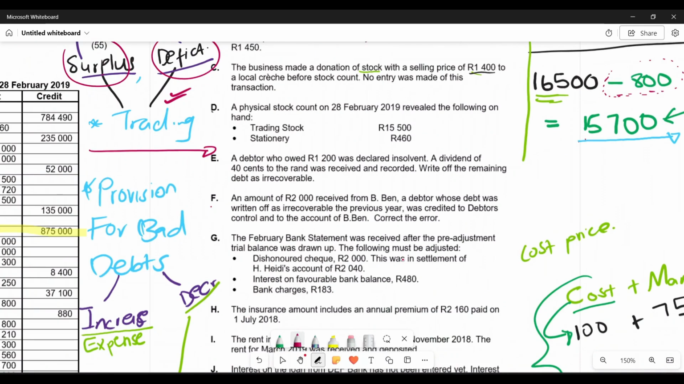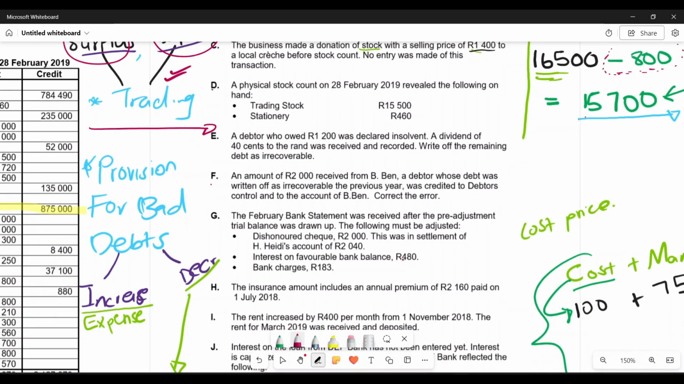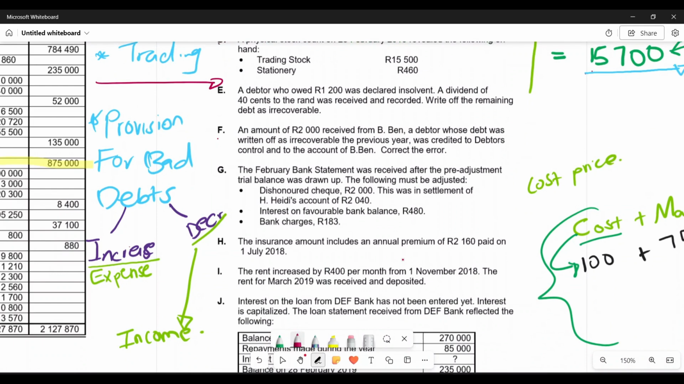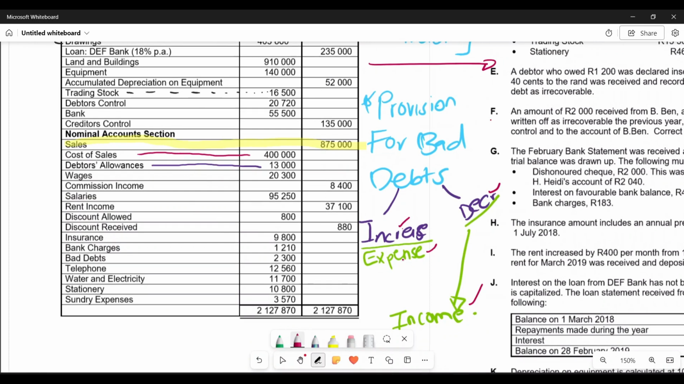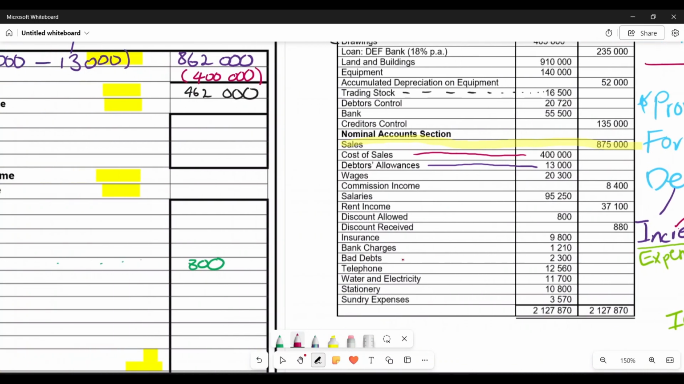Now, if there was any transaction that relates to your provision for bad debts, remember, if your provision for bad debts increased from last year, this would be an expense. And if it decreases from last year, this would be an income, right? So now I can start with recognizing all the incomes as well as the expenses that I'm given.